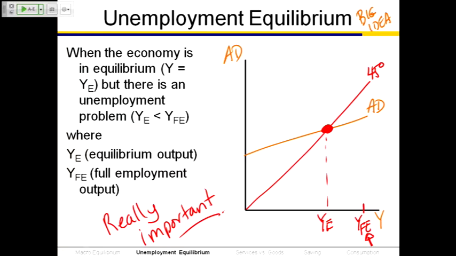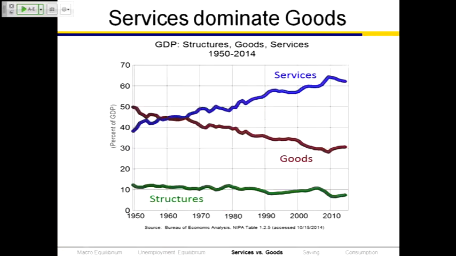All right. So one more piece before we start playing with consumption. Remember that services dominate the amount of goods that are produced in the economy. This is the graph I showed you last week or the week before: 1950 to 2014, the rise in services as a share of total output, the fall in goods. So after World War II, about 50% of what we produced was goods, another 10% was structures, and now nearly 2/3 of what we produce are services.